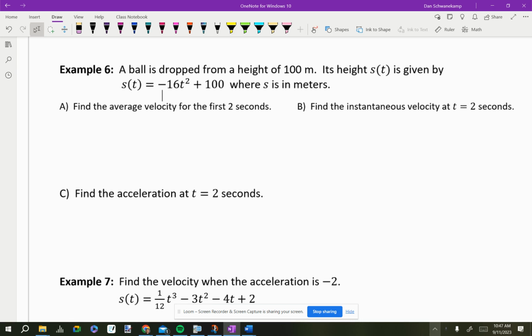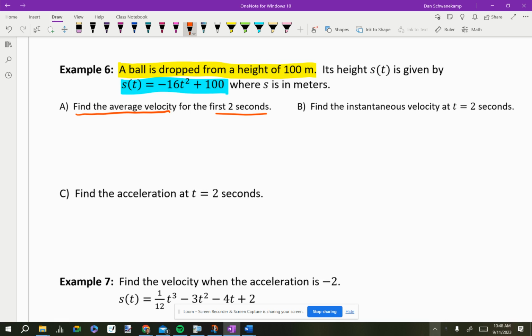Okay. First question says a ball is dropped from a height of 100 meters. So we've got our ball right here. We're dropping it. Its height is given by this position equation, S of t, where S is in meters. Question A says find the average velocity for the first 2 seconds.